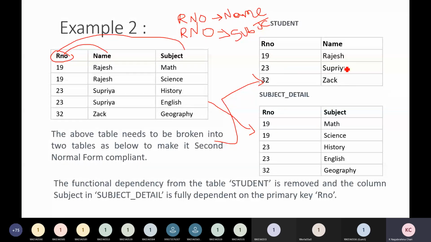Okay, so here Rajesh, Supriya and Job. And again subject details, the teachers are different teachers. So here you can see roll number 19. We are creating a separate table for subject, and whenever you want to, you can delete student data. Only student data is deleted, it will not affect the subject. So when you delete the subject data, only subject data will be deleted, it will not affect the other data set, student.